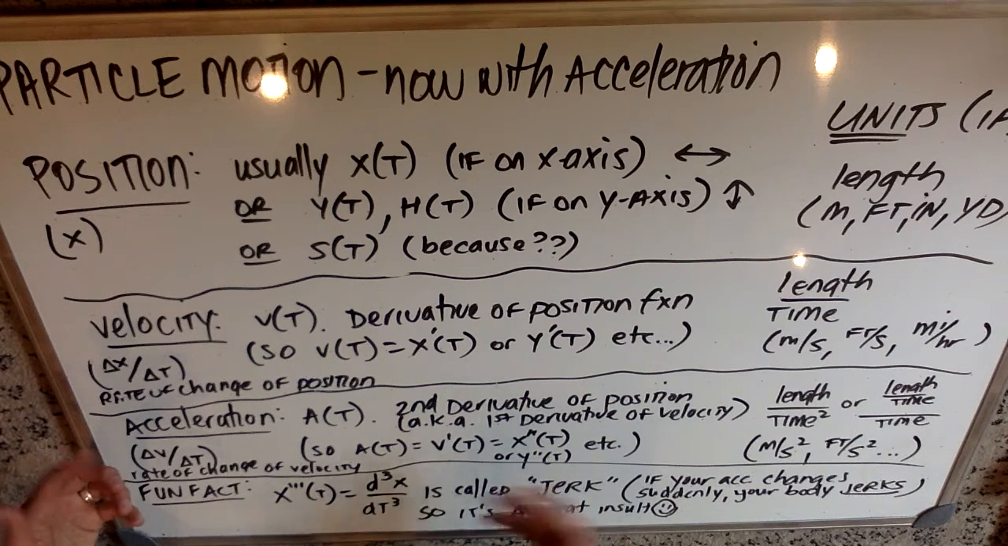Jerk is an actual physical quantity, and it is the rate of change of acceleration. It is the third derivative of position.